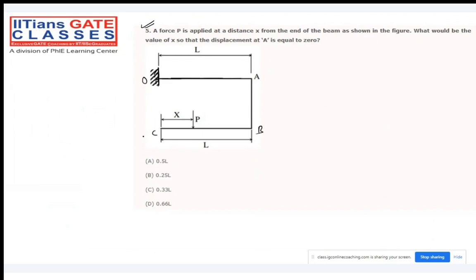What will be the value of x so that the displacement at A will be 0? How can we proceed?